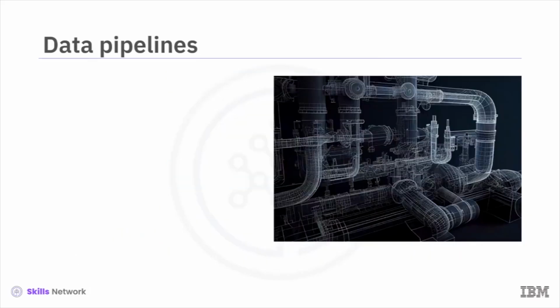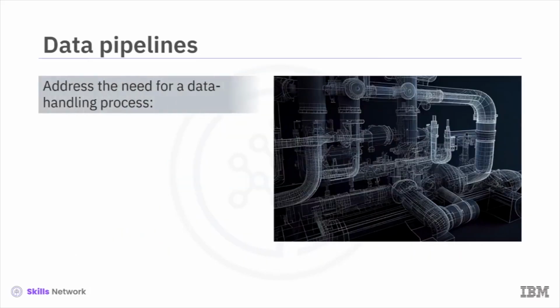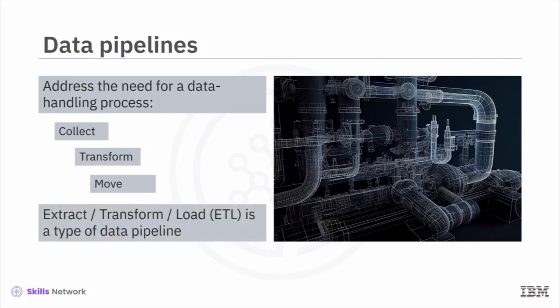Let's review storage options. Data pipelines address an organization's need to collect, transform, and move data. Data pipelines have multiple steps, providing a systematic process to handle massive amounts of data as it is continually collected, processed, and made available. ETL, which stands for extract, transform, and load, is a subset of a data pipeline, referring to an automated process where an organization converts its raw data into data ready for analysis.